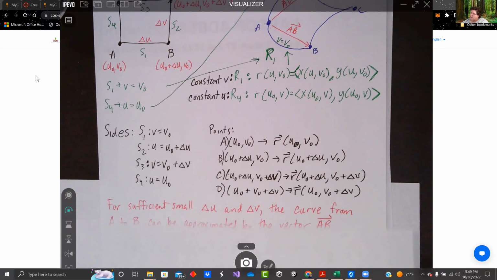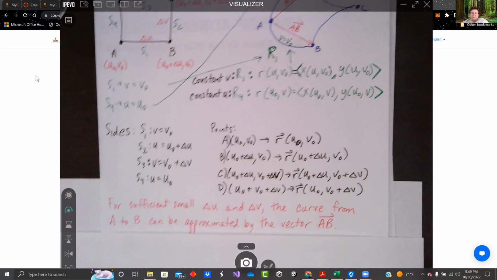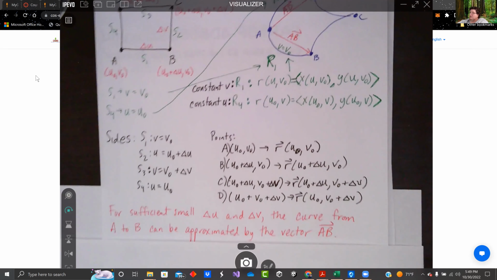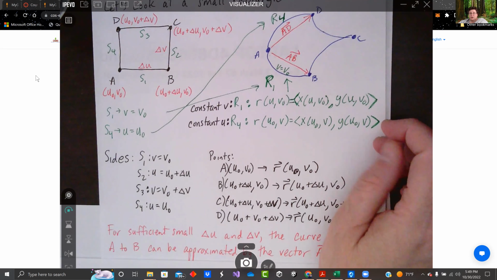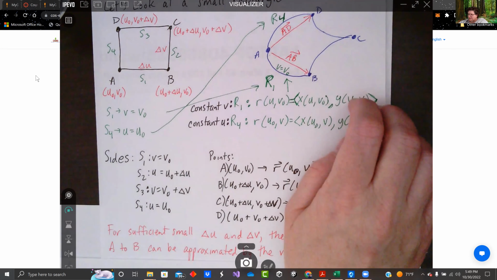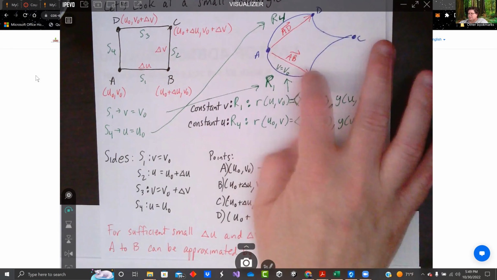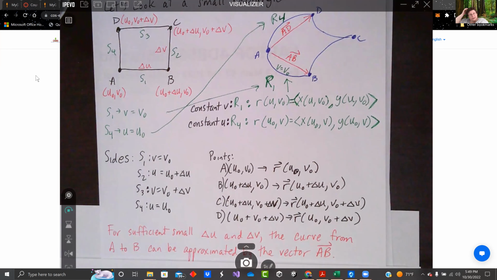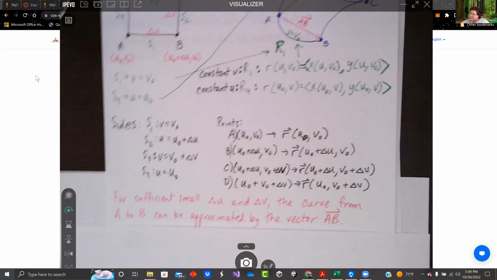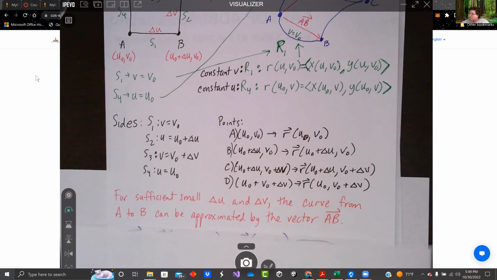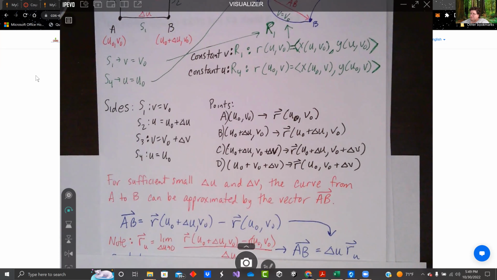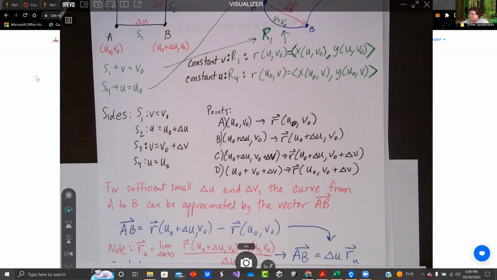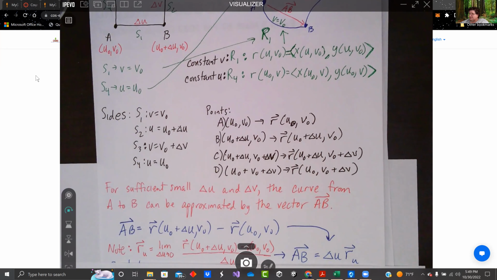Okay, so for sufficiently small delta u and delta v, the curve from A to B can be approximated by the vector from A to B. So if we get delta small enough, the distance from A to B in a straight path is approximately the curve. Delta v and delta u have got to get really small though. And the same thing for AD and side 4. So AB is the vector r(u naught plus delta u, v naught) minus r(u naught, v naught). That's our AB.